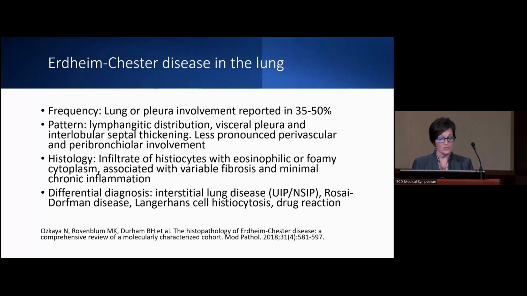It has less pronounced perivascular and peribronchiolar involvement, in contrast to pulmonary LCH, which does tend to have a more peribronchiolar pattern with stellate fibrosis. The infiltrate in ECD is composed of histiocytes with eosinophilic or foamy cytoplasm. There can be some different morphologies to the histiocytes, as Dr. Picasic has already talked about, and it's associated with variable amounts of fibrosis and usually minimal chronic inflammation.